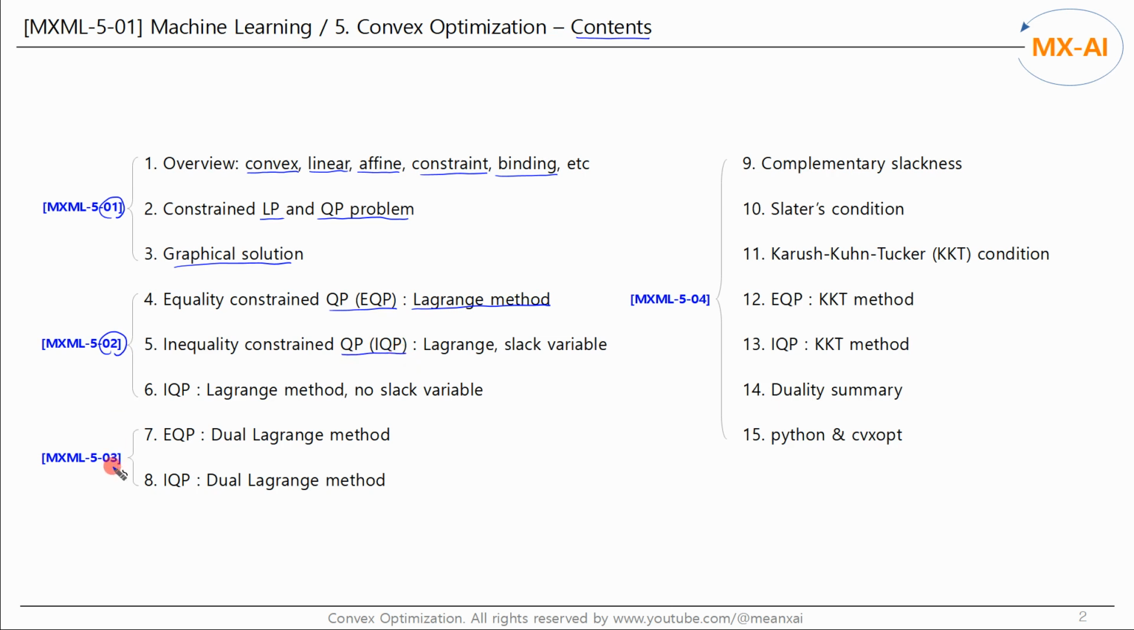In the third video, we will look at how to solve EQP and IQP problems using the Dual Lagrange method. Lastly, in the fourth video, we'll look at the Slater condition and KKT condition, and look at how to solve EQP and IQP problems using the KKT method. And let's write code to find the solution to the optimization problem using the CVXOpt library.